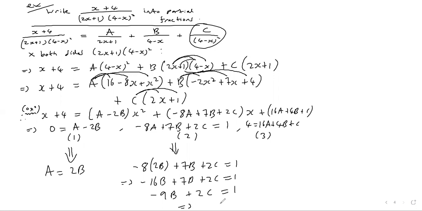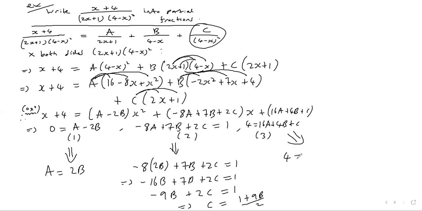So what we can say, therefore, is that c, just by making c the subject of the formula, is going to be 1 plus 9b divided by 2. Okay, so we know that for a fact. We can now plug this into our third equation.